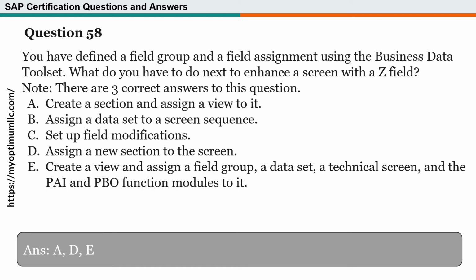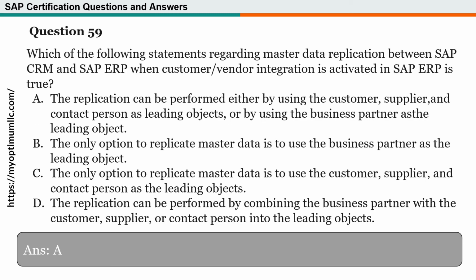Question 58. You have defined a field group and a field assignment using the business data tool set. What do you have to do next to enhance a screen with a Z field? Note, there are three correct answers to this question. A. Create a section and assign a view to it. B. Assign a data set to a screen sequence. C. Set up field modifications. D. Assign a new section to the screen. E. Create a view and assign a field group, a data set, a technical screen, and the PAI and PBO function modules to it.